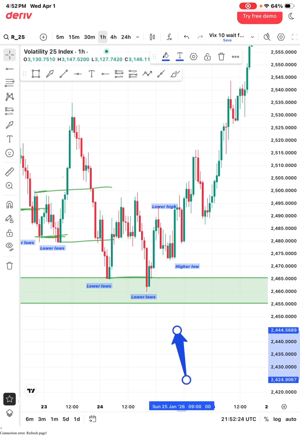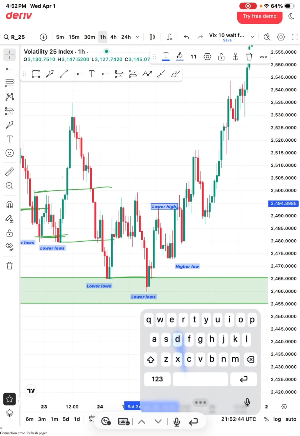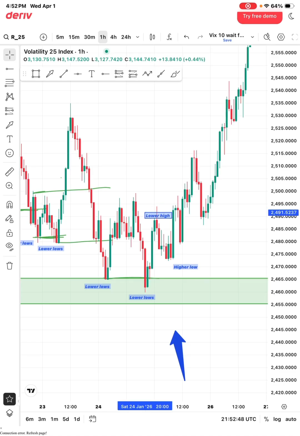Because remember, when we're in a downtrend, price makes lower lows and lower highs. But when we're going in an uptrend, price is now making higher highs and higher lows. All right? Want to stay with me. This was the last lower high in the downtrend, right here where I have the lower high marked.